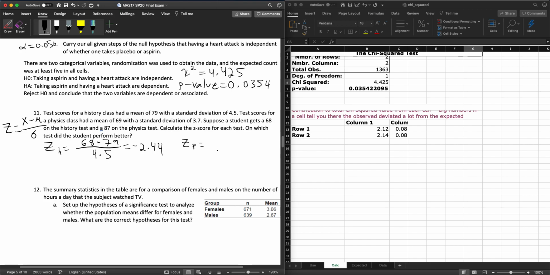For the physics test, we were told that the test scores have a mean of 69 and a standard deviation of 3.7, and that this student got an 87 on it. It's pretty good. Rounded to 2 decimal points, this gives us 4.86. So which one did the student perform better in? The physics z-score is a lot higher, so physics.